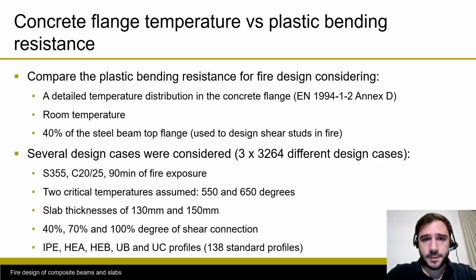To evaluate the influence of the concrete flange temperature on the fire resistance of a simply supported composite beam, three different models were considered: the detailed temperature distribution according to Eurocode 4 Annex D, which is the benchmark case, and two simplified approaches. These are room temperature, or assuming that the concrete flange temperature is equal to 40% of the steel beam top flange temperature, which is a rule used to calculate the concrete mode of failure of a shear stud in fire.